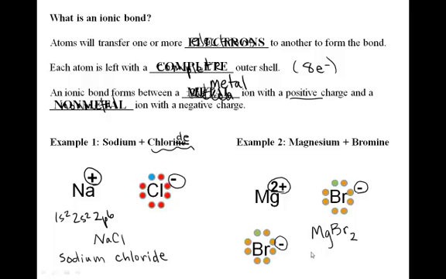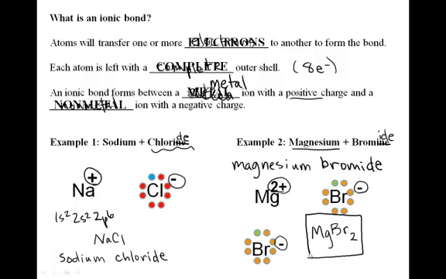Now we'll name this. We name the positive charge first and change the ending of our negative to IDE. So we name this one magnesium bromide, and the symbol is MgBr2. Good. So now we know how to make ionic compounds. We can see how to write the formulas and how to write the names. We're going to get lots of practice at this, but I think we should do a couple more.